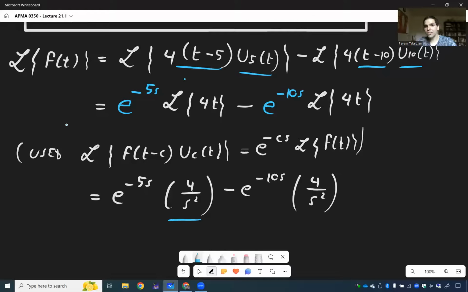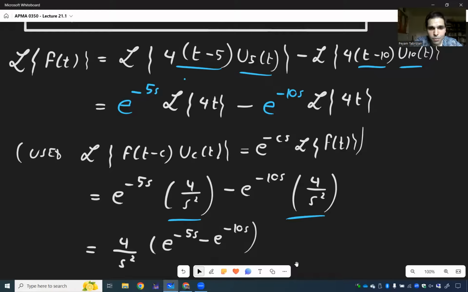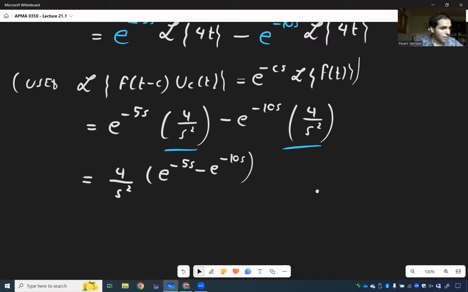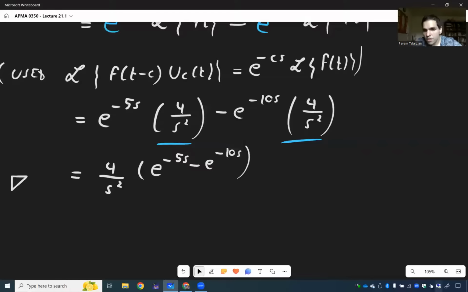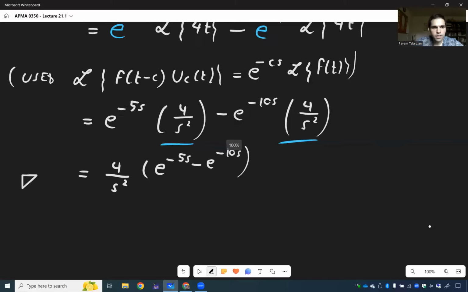And you'll see this will make the rest easier if you factor out the 4 over s squared. So that equals 4 over s squared, and then e to the minus 5s minus e to the minus 10s. It doesn't always factor out, in which case you just do that term separately. But here it's quite nice. All right, so that again is the Laplace transform of f.